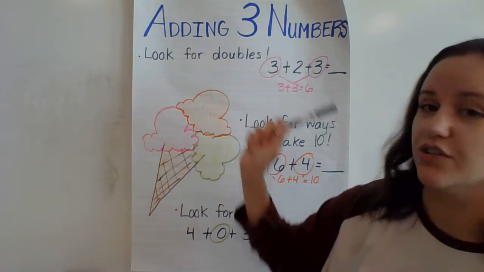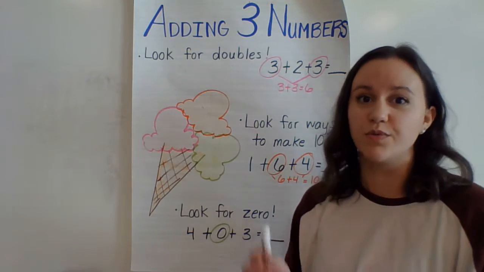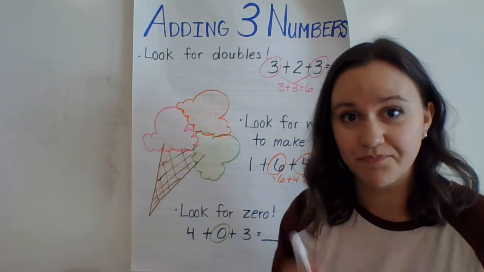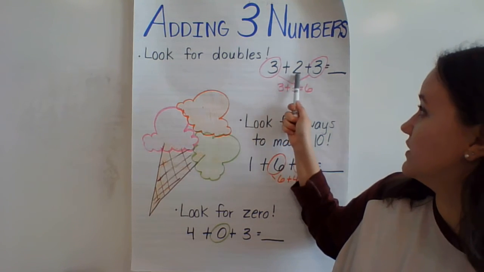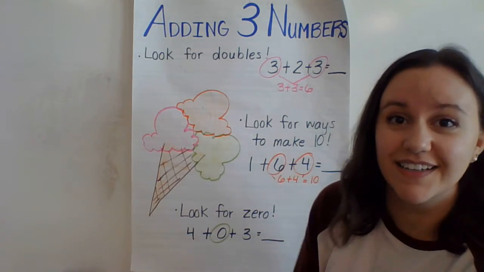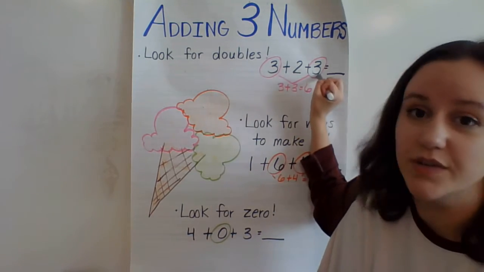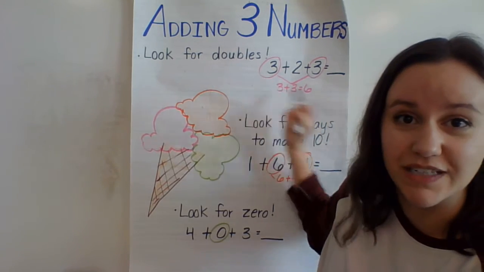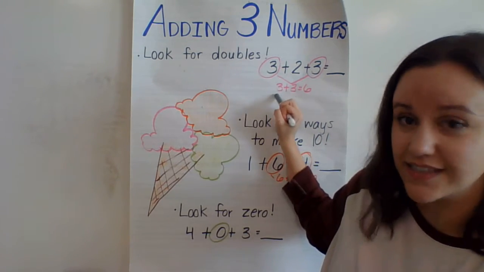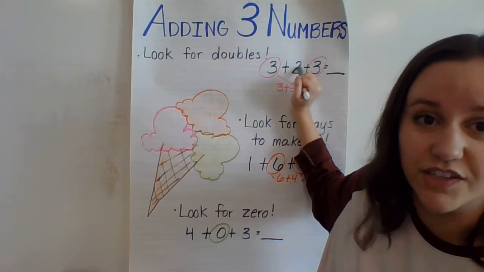So the first thing you're going to do when you look at the three numbers that you're adding together is you're going to look for doubles. Doubles are where you take two of the same number and you add them together. So for example, here in 3 plus 2 plus 3, I see a double. I see two threes. It's much quicker to take those two threes, and I know my double, so I can quickly know that that's 6, and then I can add on the 2.